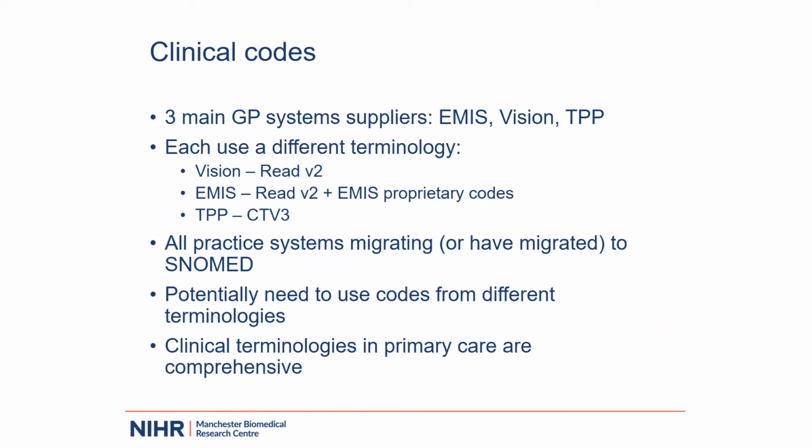Now, having said all that, all practices are in the process of migrating, or have even migrated, to use Snomed, so that more complicated, more complete one I just showed you. But what this means for researchers is that we potentially need to use codes from many different terminologies, because even once this migration has happened and everyone is now recording in Snomed, if you're looking at any historical data, then that is going to contain read and CTV3 and potentially EMIS, because any historic data we use is likely to still contain these code systems that have been migrated away from.